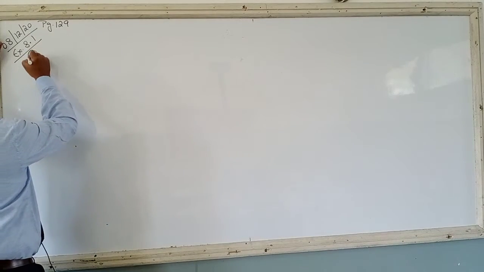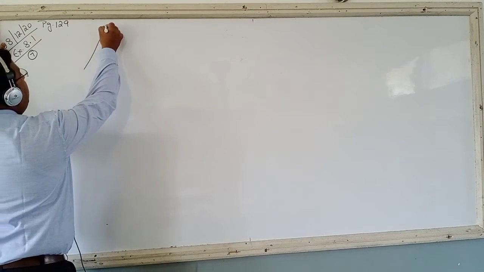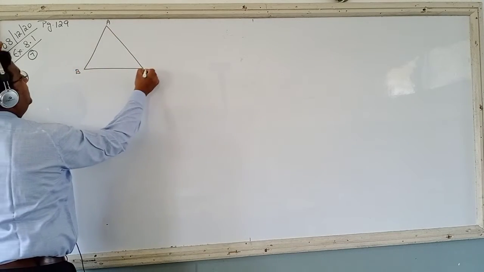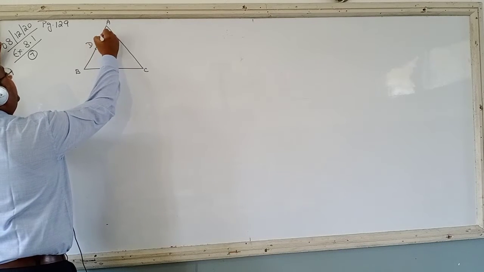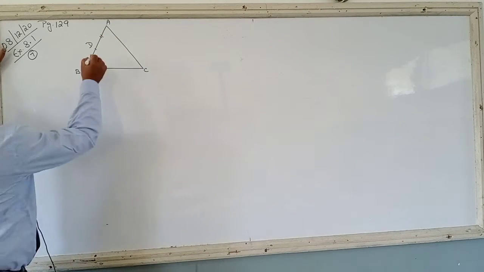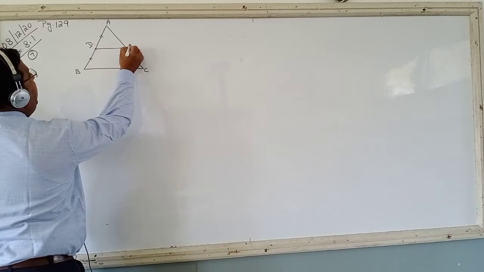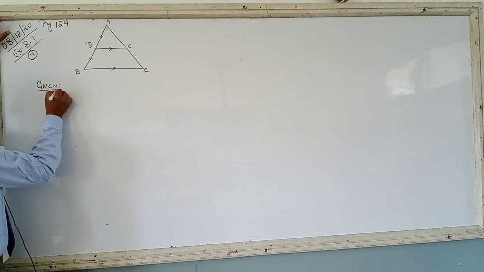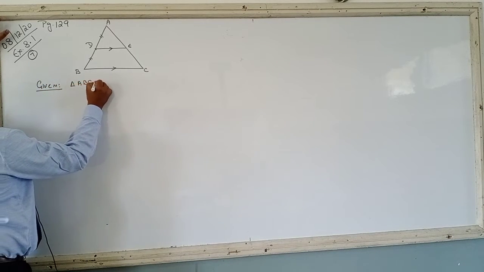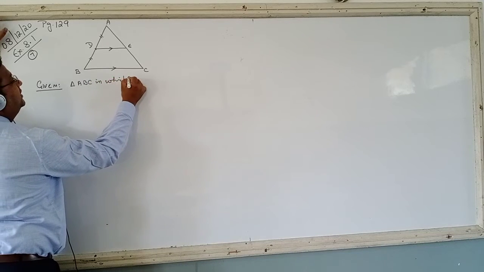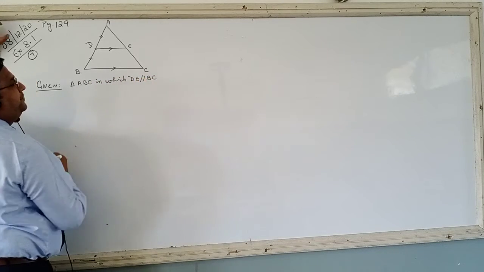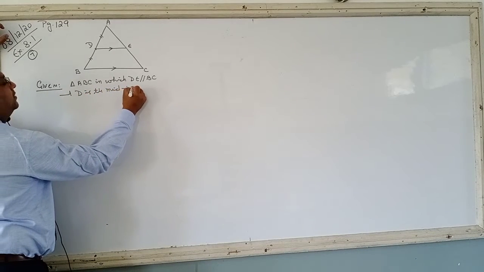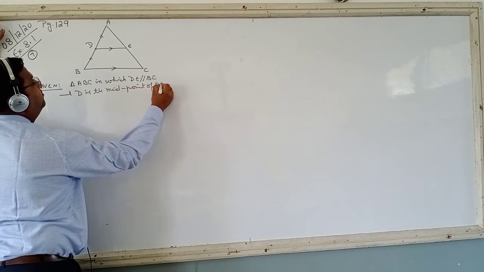Question number 7. What does he say? In a triangle, the line drawn through the midpoint of one side, say this is triangle ABC, and this D is the midpoint of AB, and this DE is parallel to BC. This is given. So what is given to us? We are given triangle ABC in which DE is parallel to BC and D is the midpoint of AB.